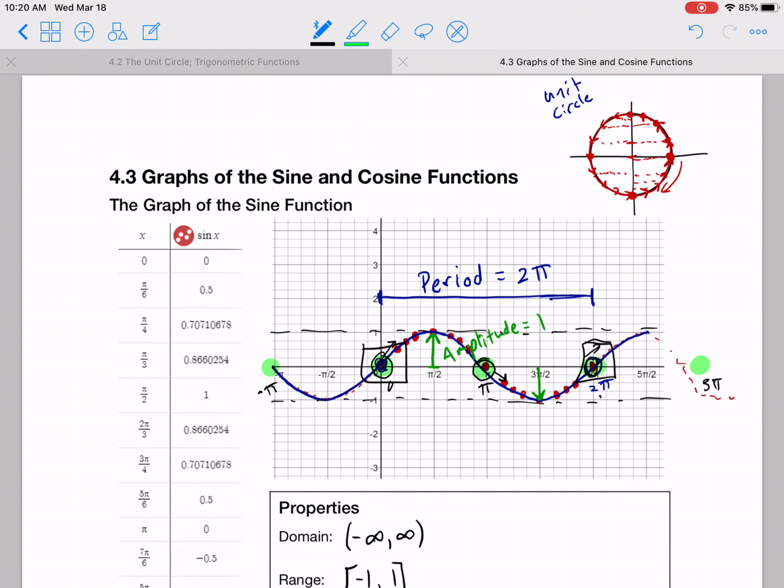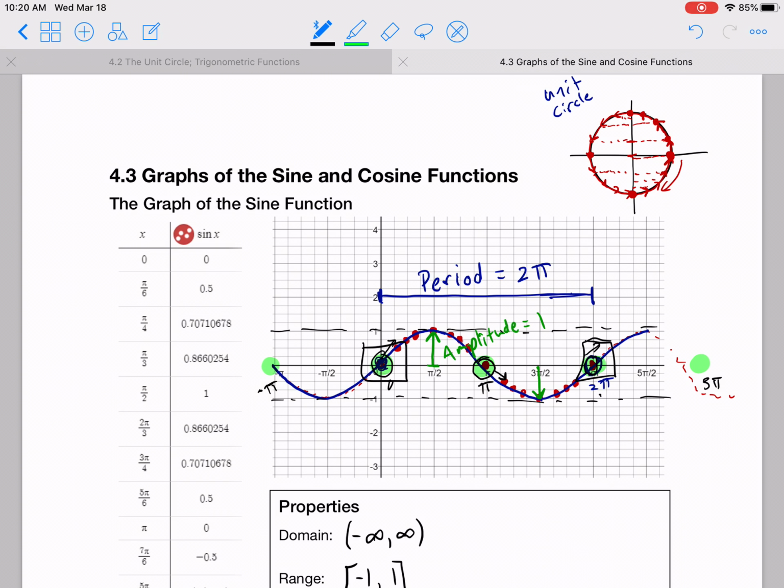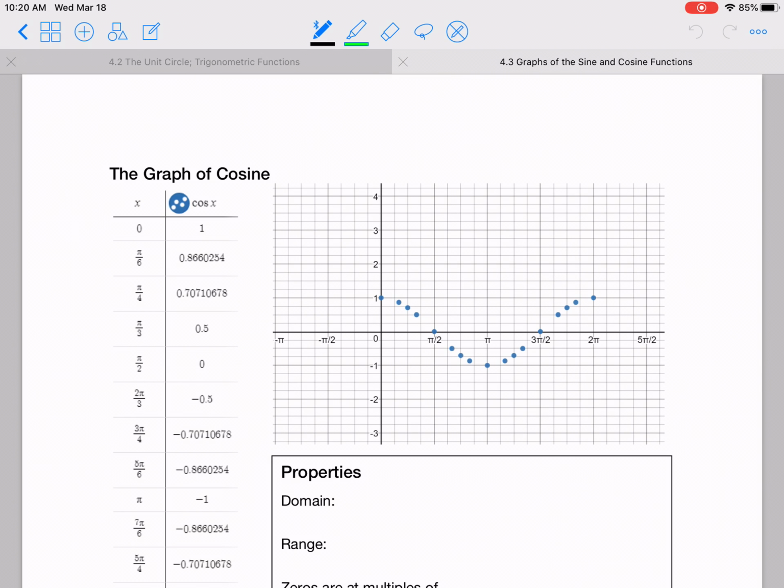Okay, so I'm going to go ahead and go over here to the next page now, and let's take a look at the cosine function. So I'm going to draw another circle here, and this will be our unit circle again.